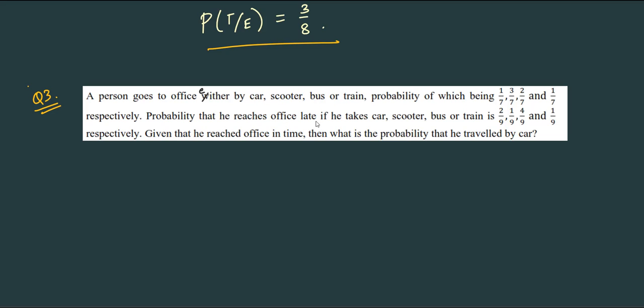The probability that he reaches office late if he takes car, scooter, bus, or train: given that he takes a car, he gets late with 2 by 9. Given that he goes by scooter, he gets late with 1 by 9. Given that he goes by bus, he gets late with 4 by 9. And if he goes by train, 1 by 9. Given that he reached the office in time, what is the probability that he traveled by car? So this is the inverse probability.